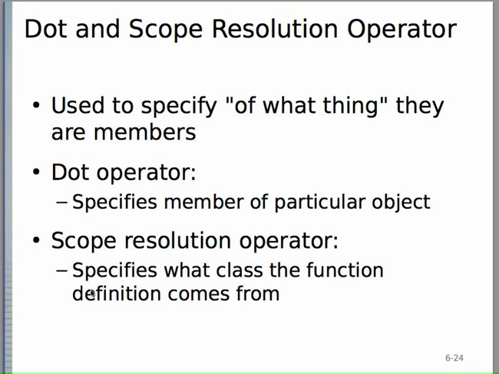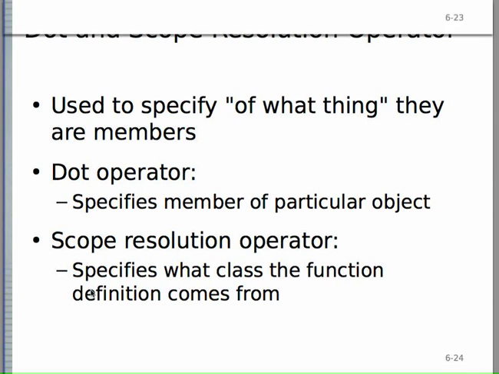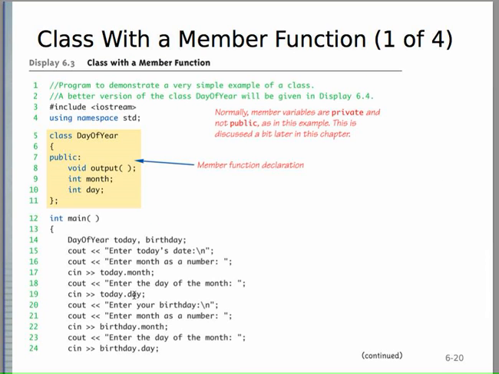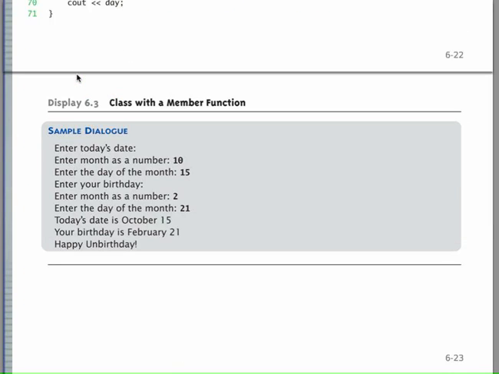Okay, so I'm not going to go over that example. It's pretty straightforward. Let me scroll back up. Okay, so take a look at this output function. That'll get you started with writing functions for a class if you haven't done it already. This is display 6.3 from the book.